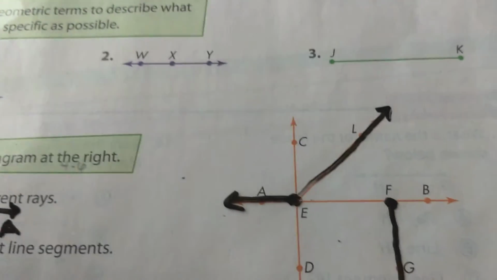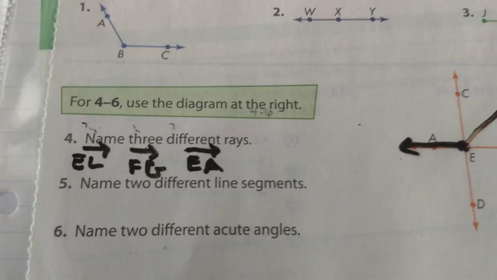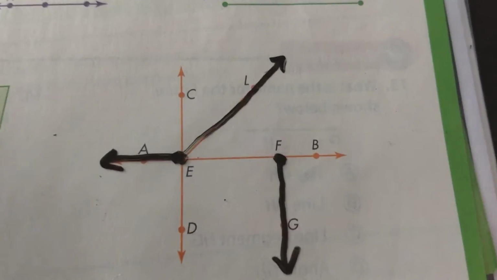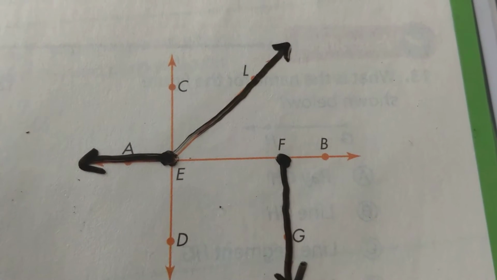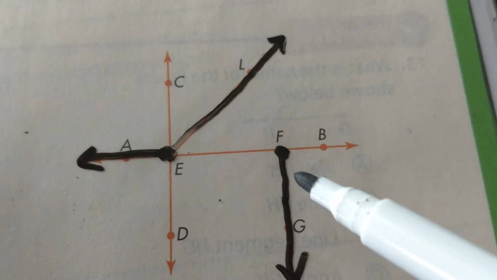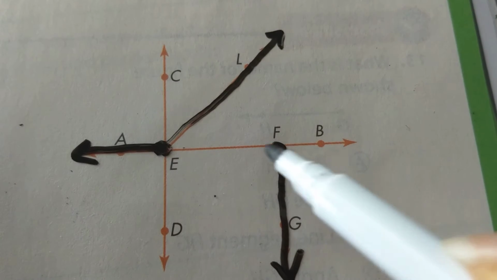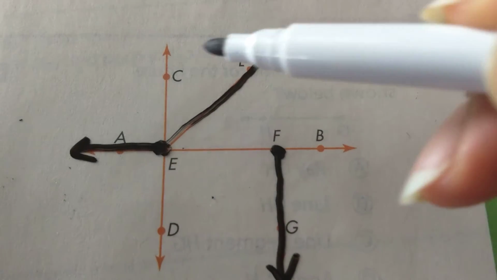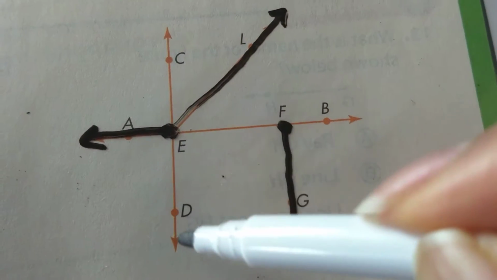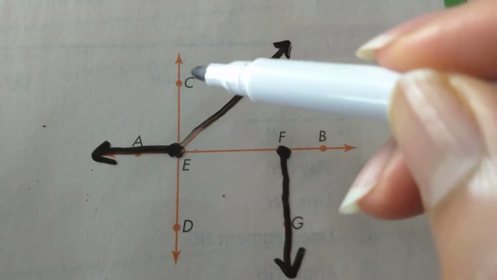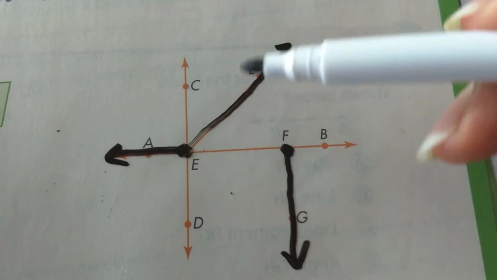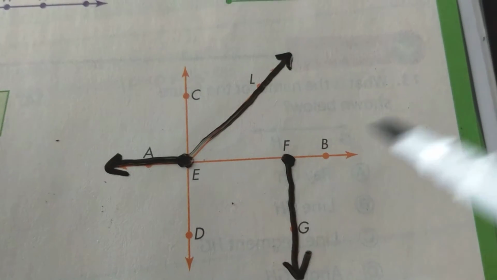All right, now, we have just finished number 4, but are there more rays on our diagram? Of course there are, okay? If you look here, F to B, right? How about C to D? We could do C to D, right? Okay, there are many, many more.